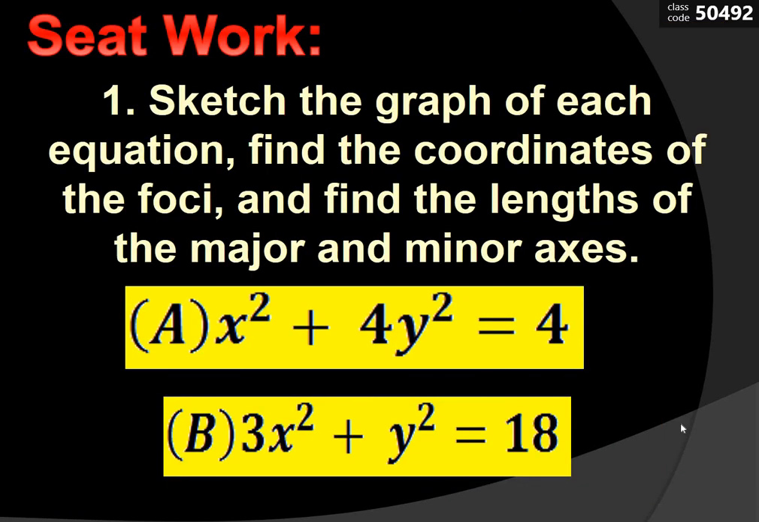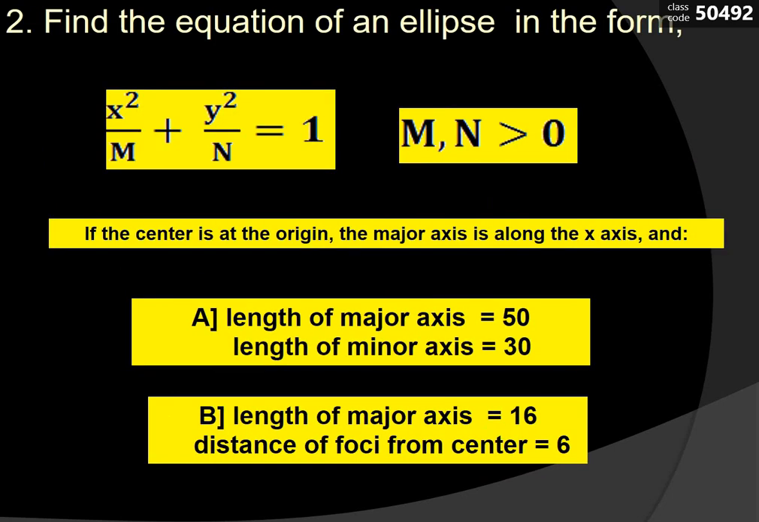So we have seat work here. Sketch the graph of each equation, find the coordinates of the foci, and find the lengths of the major and the minor axis. So A, x squared plus 4y squared equals 4. Remember to keep the right side equal to 1. So that will be your divisor to make it the standard form of an ellipse. Letter B, 3x squared plus y squared equals 18. Same rule. In A, you need to divide the equation by 4. In B, you need to divide the equation by 18.